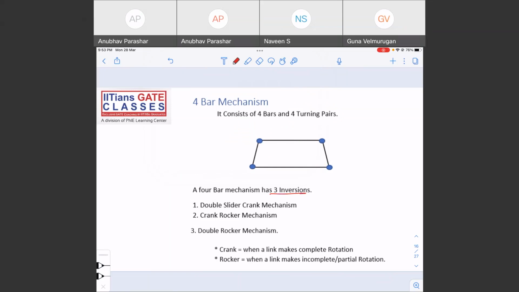So it can have 3 inversions. How? Dekhte hain. Right? That is what we are going to see. It can have 3 inversions.